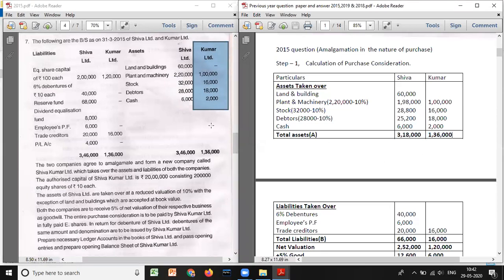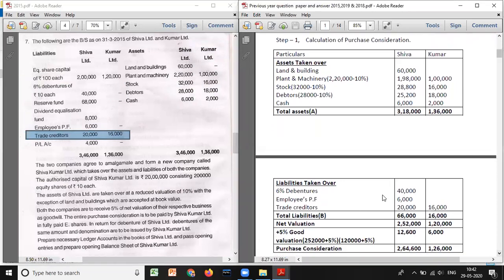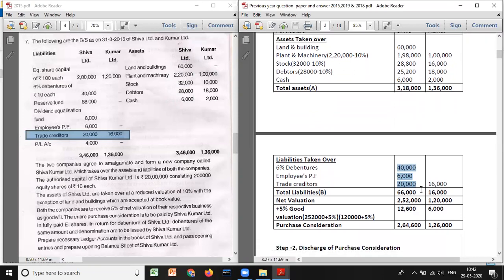Now we have to take liabilities. Look here. We have the 6% debenture, so we need to take it. Employee provident fund is a liability, you need to take. Trade creditors is a liability, you need to take. So 6% debenture 40,000, nil. Employee provident fund 6,000, nil. And total creditors 20,000, 16,000. If you total all these 3, it is 66,000, 16,000. So total liabilities are 66,000 and 16,000. If you deduct that from total assets, we get 2,52,000 and 1,20,000 as the net valuation.